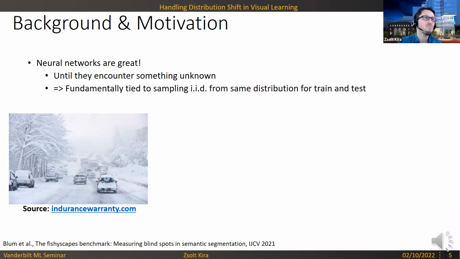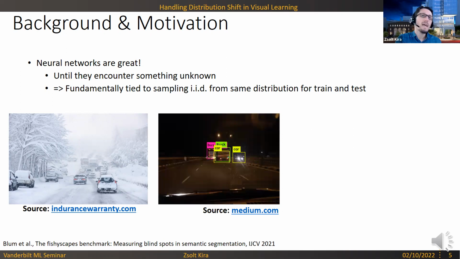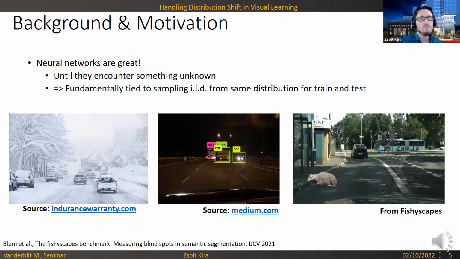It's really hard, and probably impossible, to get data from all possible distributions that some agent or robot will encounter in the real world. This includes things like weather conditions, such as training during spring and encountering winter or snow, lighting conditions like day versus night, as well as new types of objects that you have not learned about.